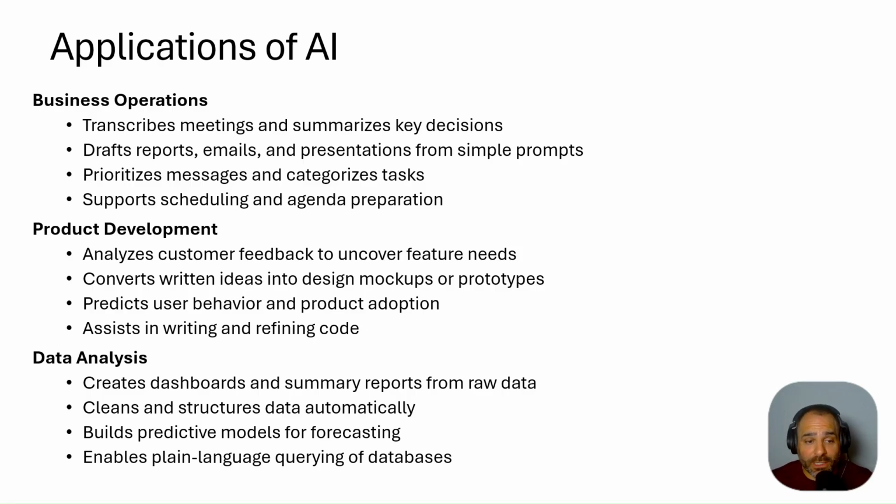Product development is a big one. You can analyze customer feedback. You can uncover features that are new. And the reason you can do this is because all of that information can be put into one database. If you have millions of customers, you can put it into one database, and the AI can cipher through all of that information really quick.